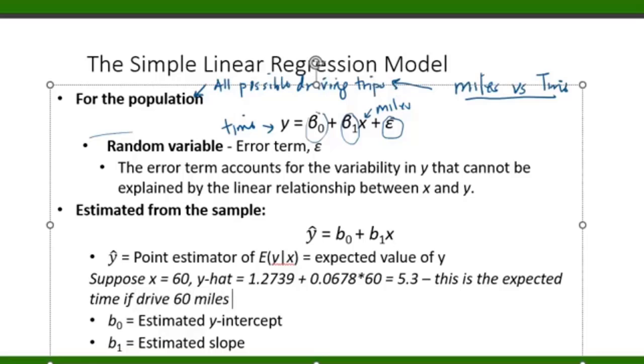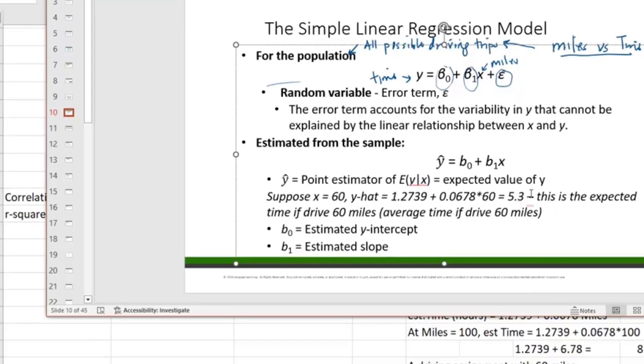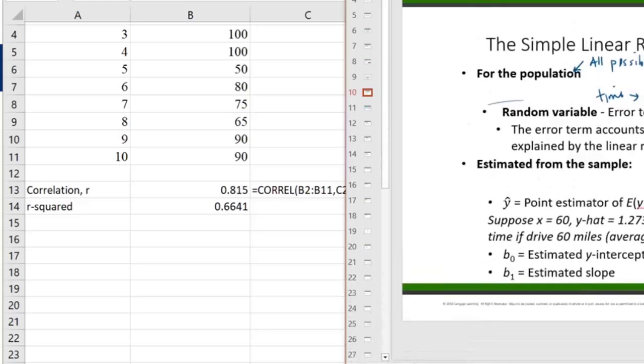And the idea is actually it's the mean, the average value. When you drive 60 miles, sometimes it'll take 5 hours, other times it might take 6 hours, sometimes 7 hours, sometimes 5.2 hours. There's a bunch of numbers you could have when you drive 60 miles, depending on which driving trip. But if you were to average all the driving trips that have 60 miles, we would expect about 5.3. So now let's talk about estimating the error term.